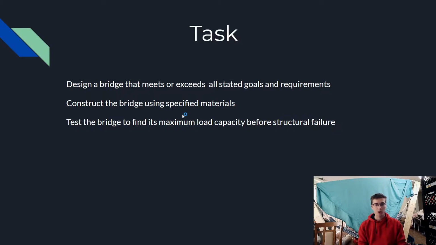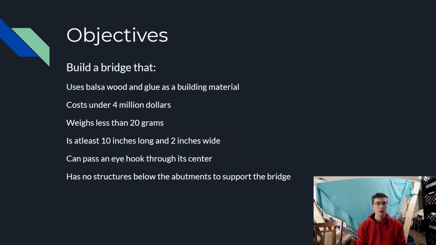The task that we are trying to achieve is to design a bridge that meets or exceeds all the stated goals and requirements, construct the bridge using the specified materials of balsa wood and glue, and test the bridge to find its maximum load capacity before structural failure. The objectives are to use balsa wood and glue, construct the bridge for under $4 million, make it weigh less than 20 grams, and it also needs to be at least 10 inches long and 2 inches wide, with the ability to pass an eye hook through the center. It also can't have any structures below it that are supporting it.